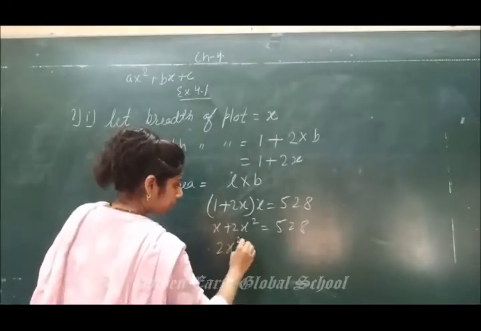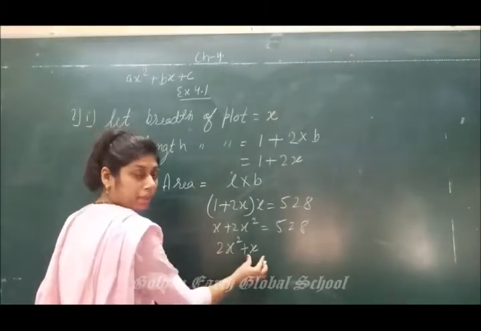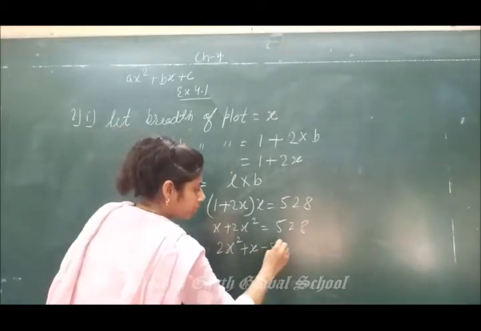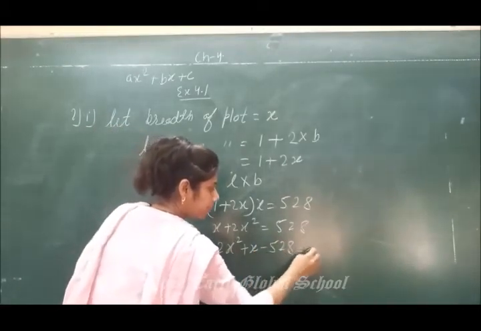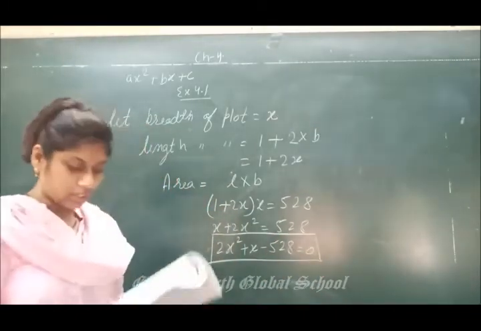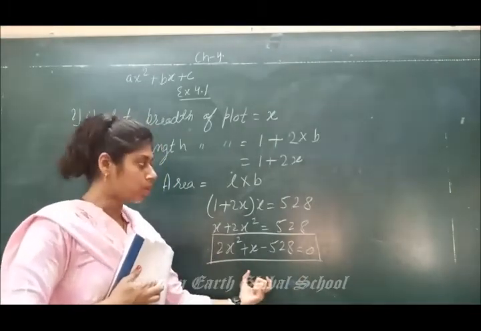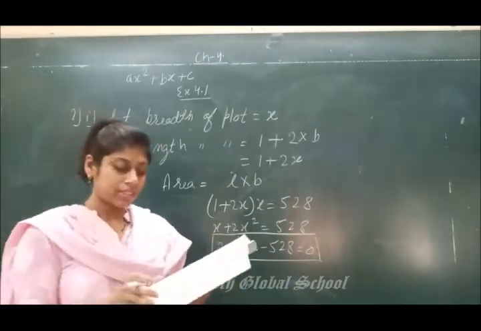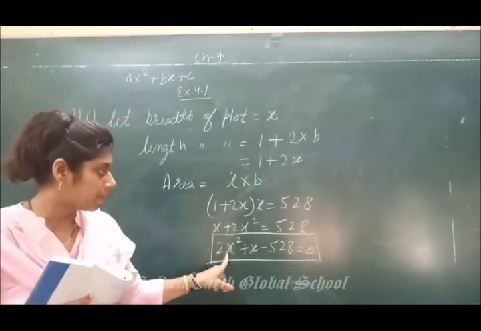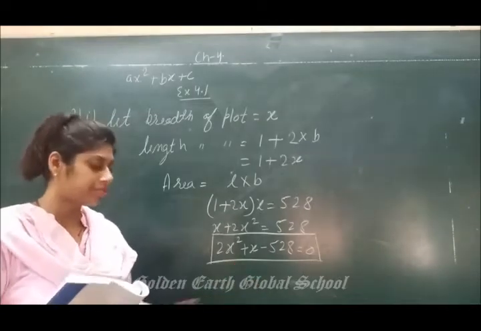2x square plus x, because addition is commutative, we can write 2x square plus x. 528 shift to left hand side with negative sign. Now this is our quadratic equation. In the question we have to only represent it in quadratic form, not solve it. Clear? If they say find length and breadth, then you have to solve it by using factorization, then find the value of x.